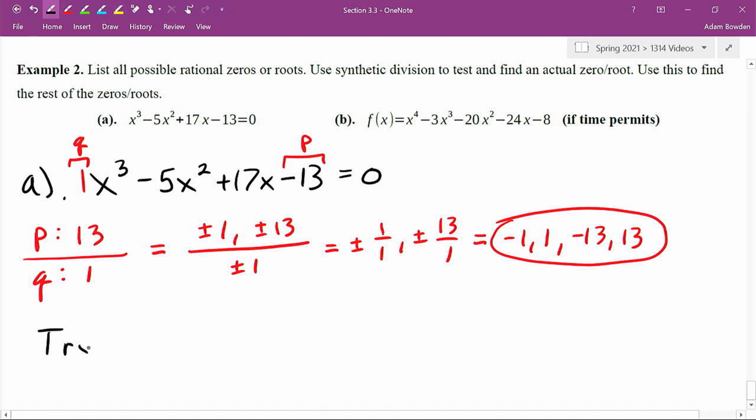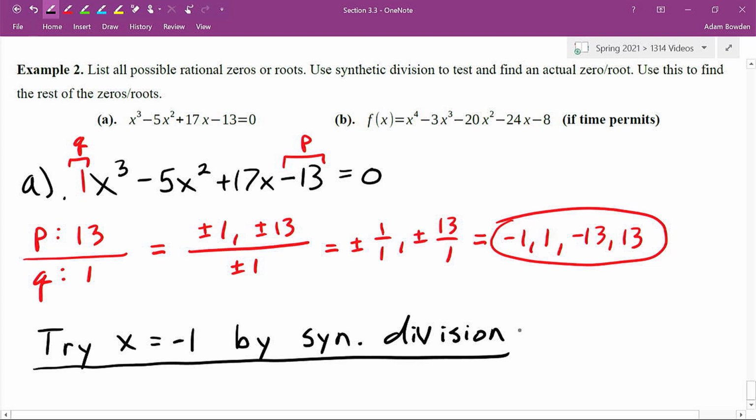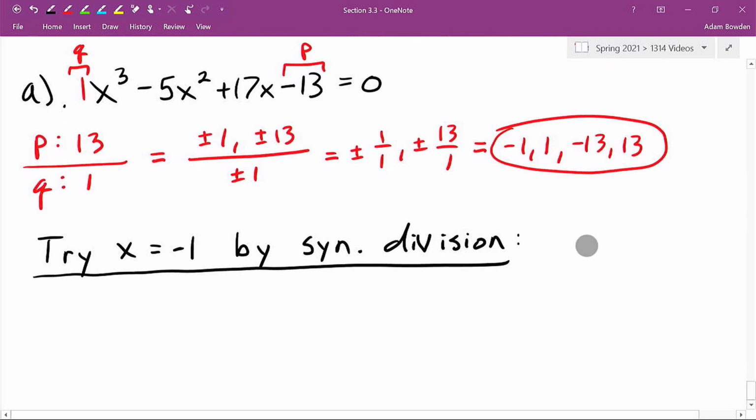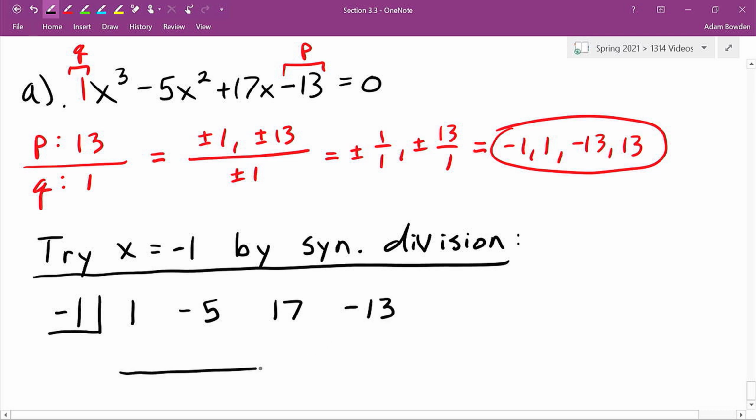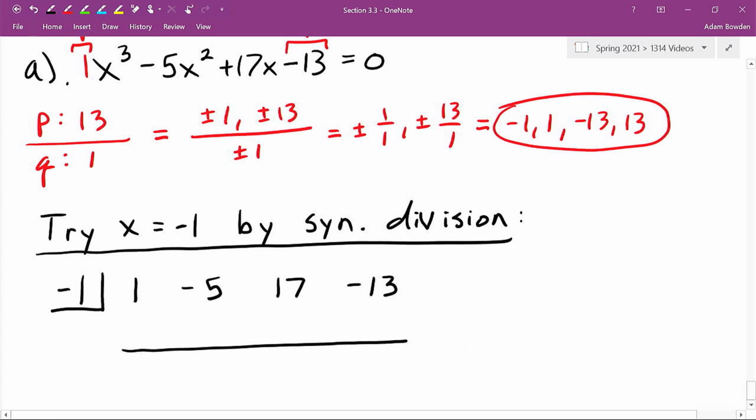So let's try the first number. Let's try x equals negative 1. And we're going to do this by synthetic division, like we did in the last section at the very end when we were solving with synthetic division. So we're going to use the negative 1 here. We're going to be dividing into the 1, negative 5, 17, and negative 13 from our equation. Now what I would suggest doing here is trying the synthetic division on your own and see what number you get for the remainder. And I'll work it through in just a second.